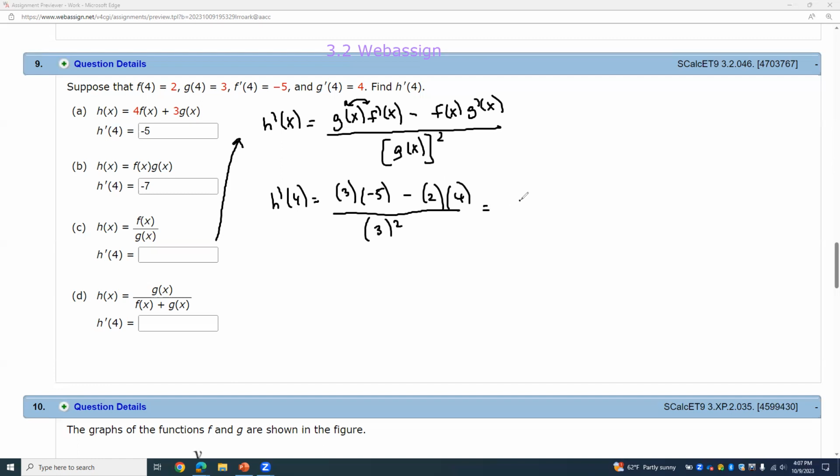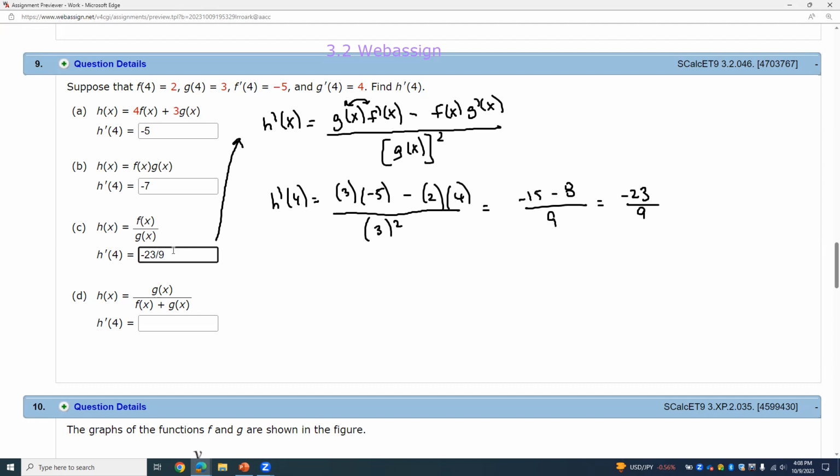Okay, so now I'll simplify this: -15 minus 8 in the numerator divided by 9 in the denominator. That's kind of gross, but that's okay. It'd be -23 over 9. So sometimes the quotient rule doesn't come out the kindest, but that's okay. It is what it is. So hopefully that makes sense, what we're doing there.